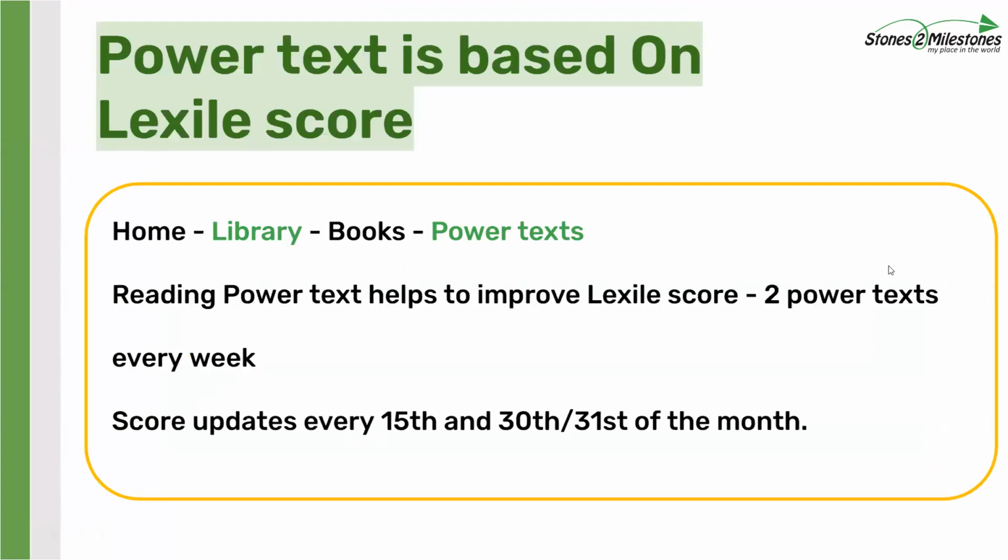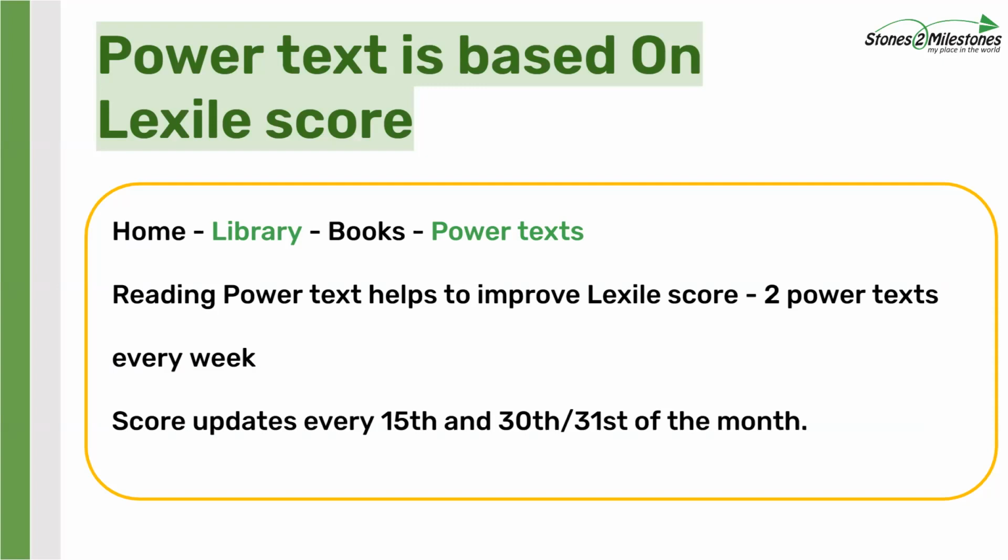Yes. So on the home page, you need to click on library. Please note this down. On the home page, you need to click on library, go to books, and in books, you need to access power texts. Power texts are something that you will read throughout your training program till the end of 4 months. Okay. So reading power text will help you improve your LightSail score, irrespective of where you start. Whether you start at 400 or 800, you will see that it will improve if you keep reading power texts.